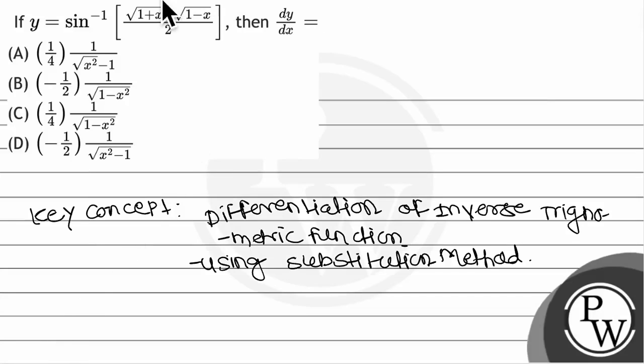So let's check which option is the correct one. Minus 1 by 2 upon root of 1 minus x square. Option number B will be the correct option, guys.